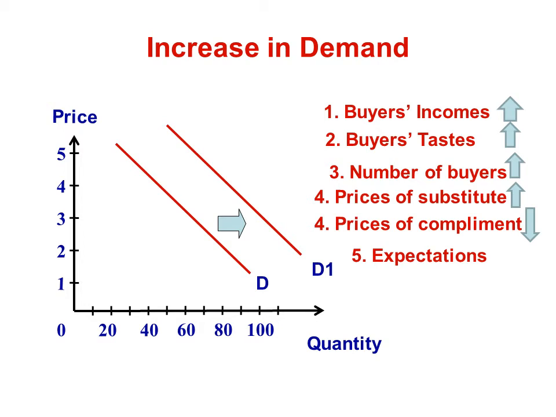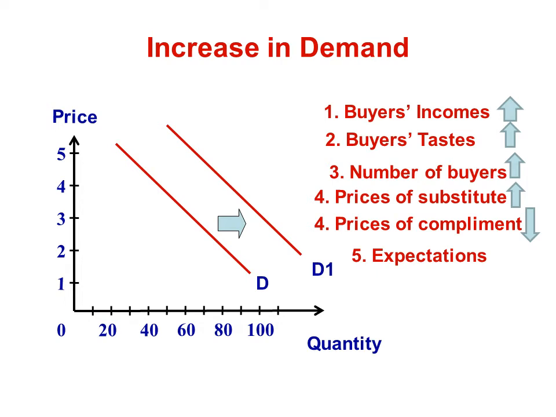Now, you look and say, well, we have two number 4s here. We must have made a mistake. Well, it's not a mistake. On a previous slide, we talked about the 5 non-price determinants, and one was price of related goods, and we lumped substitutes and complements into one category. So therefore, we have substitutes as one, number 4, and complements as another.